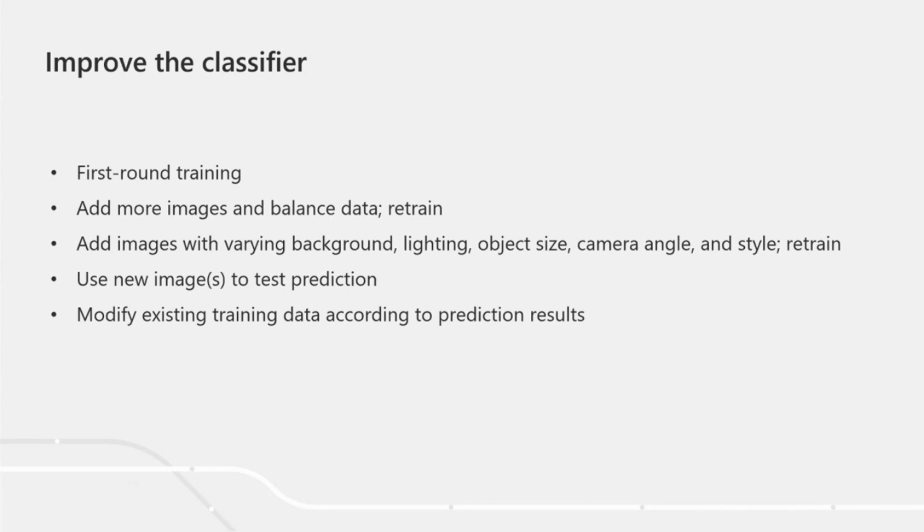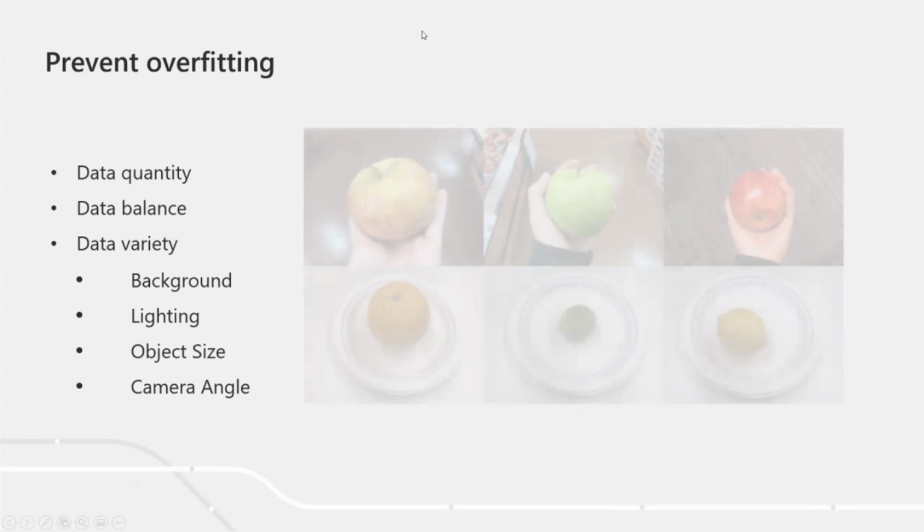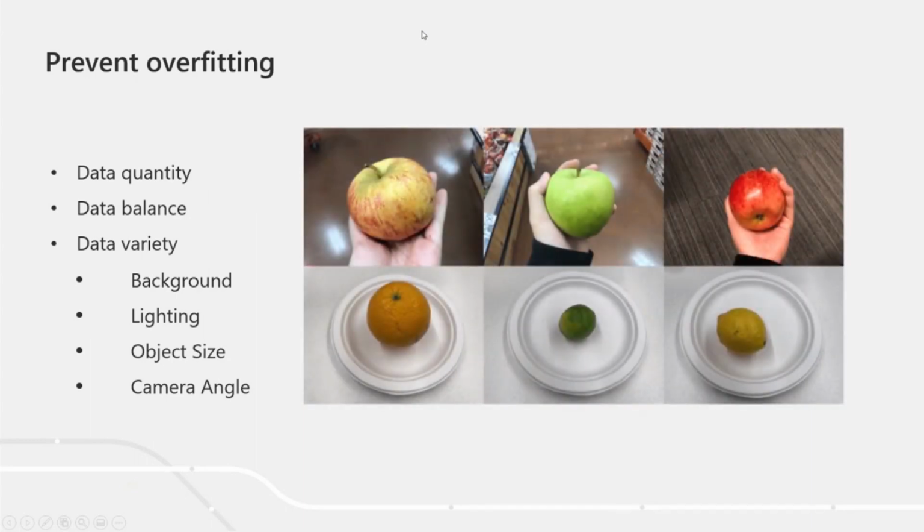So one thing we want is to prevent overfitting. Sometimes a classifier will learn to make predictions based on things images have in common. For example, if you're creating a classifier for apples versus citrus and you have used images of apples in hands and citruses on white plates, the classifier may give an undue importance to hands versus plates rather than apples versus citrus. To prevent this from happening, use the following guidance.